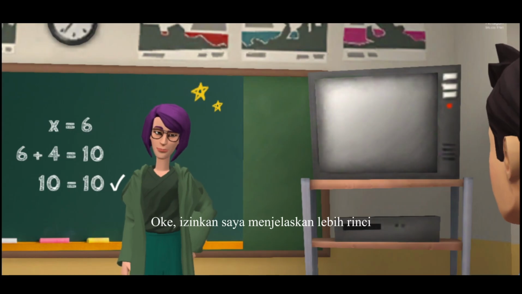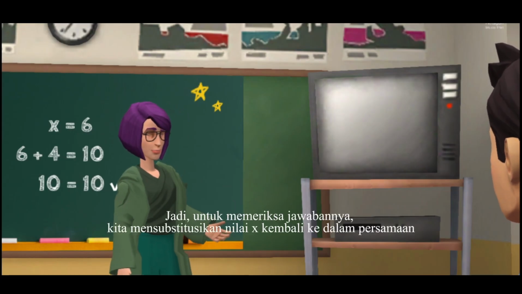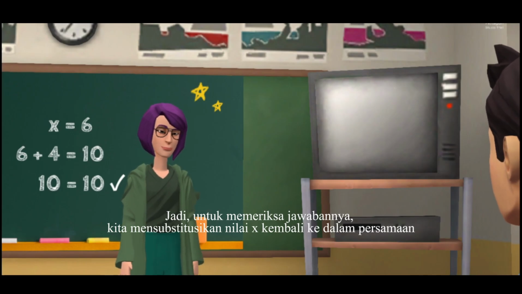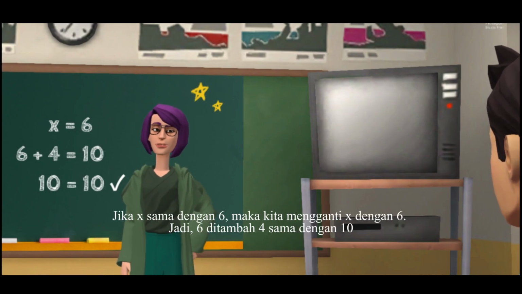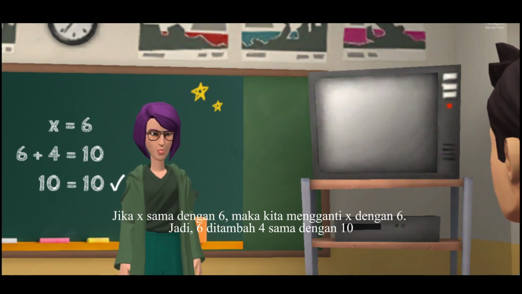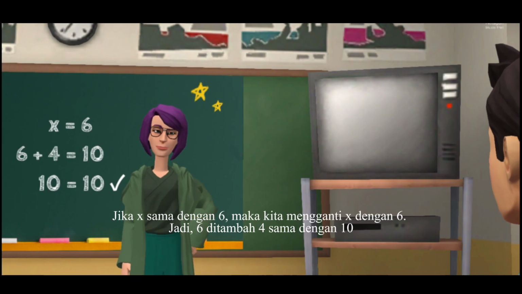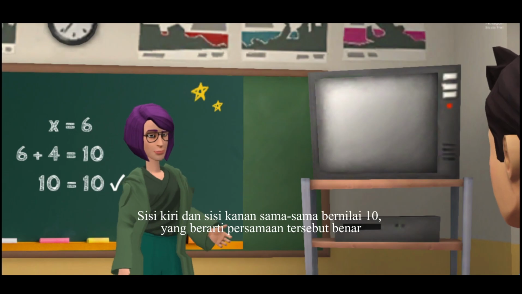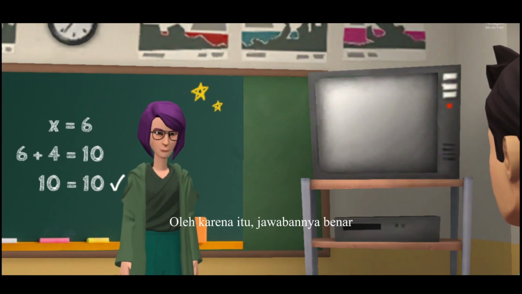Okay, let me explain in more detail. So, to check the answer, we substitute the value of x back into the equation. If x is equal to 6, then we replace x with 6. So 6 plus 4 equals 10. The left and right sides are both 10, which means the equation is correct. Therefore, the answer is correct.